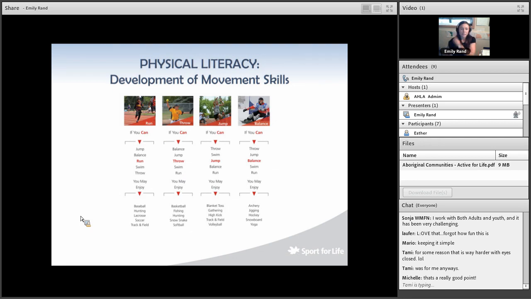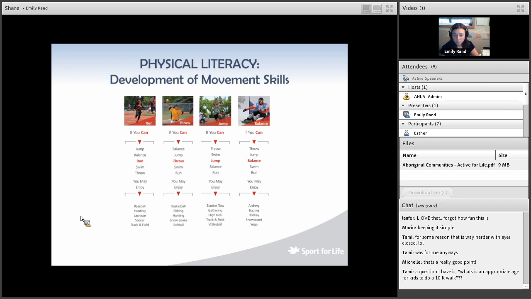Here's just a little graphic that shows the different types of movement skills that are out there. If you have these fundamental movement skills, you might be able to engage in and enjoy all the different activities or sports. For example, if you can run, you might enjoy baseball, hunting, lacrosse, soccer, track and field. If you can jump, you might enjoy blanket toss, gathering, high kick, track and field, and volleyball. And if you can balance, you might enjoy archery, jigging, hockey, snowboard, and yoga.